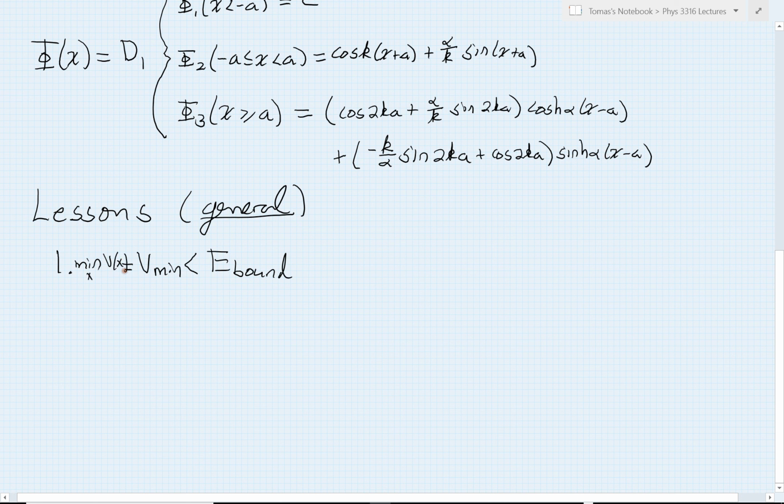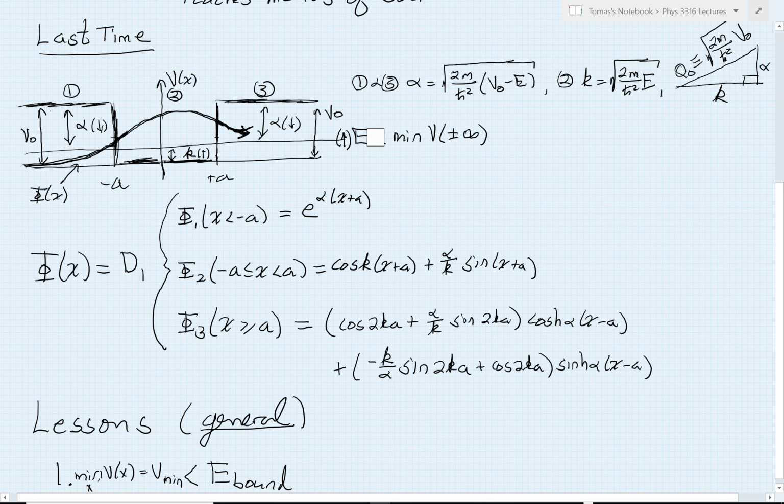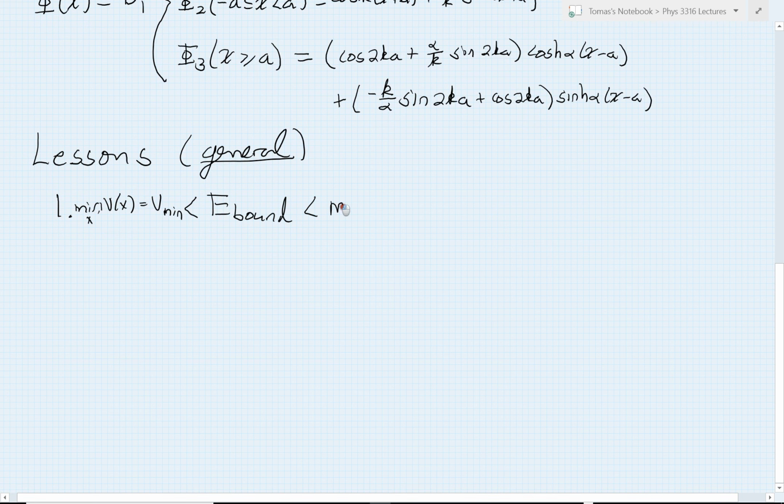So the minimum of V of x over all possible x, which I'm defining as V min. And what's nice now is that we have a bracket of where we can search for bound states, because we also know the bound state energies have to keep us out of the scattering region. So the energy has to be less than the potential as I go off to plus or minus infinity in both directions, which means it has to be less than the minimum of those two choices, namely whether the minimum occurs if I go to plus or minus infinity. It has to be less than both of them. So we've learned now this first key lesson.